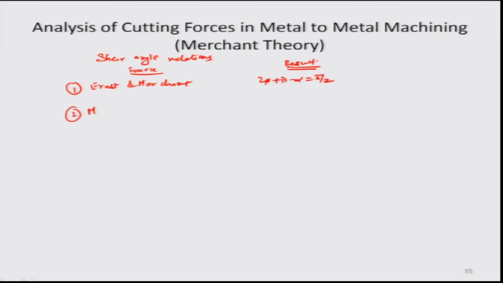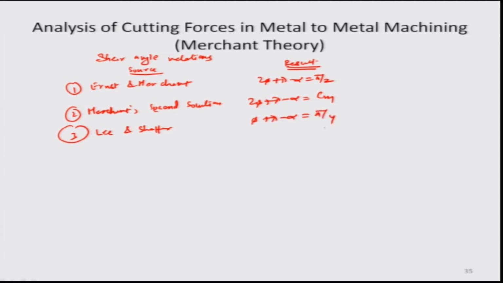We have yet another, Merchant's second theory, which comes into being because of the Bridgman assumptions. So, that makes 2 phi plus lambda minus alpha become equal to Cm. Then there is one theory proposed by Lee and Shaffer, where phi plus lambda minus alpha can be recorded as pi by 4. I am not going to prove this in the interest of time.